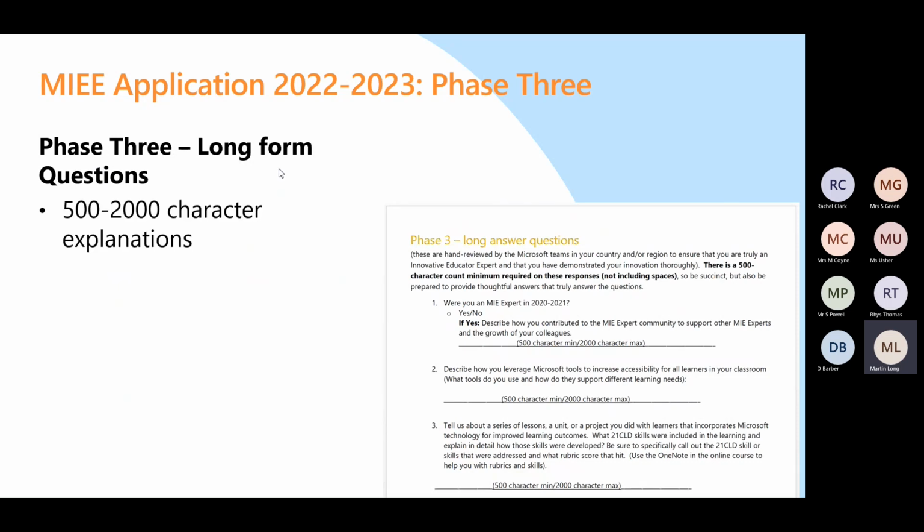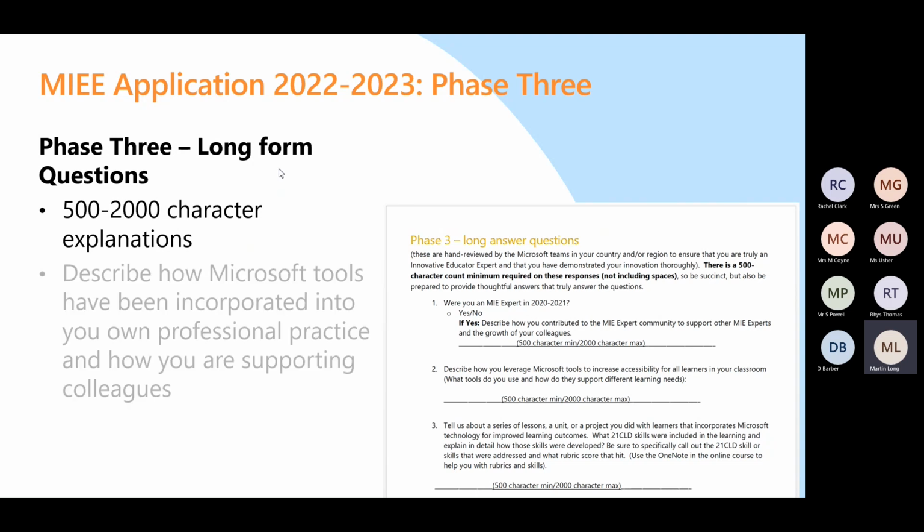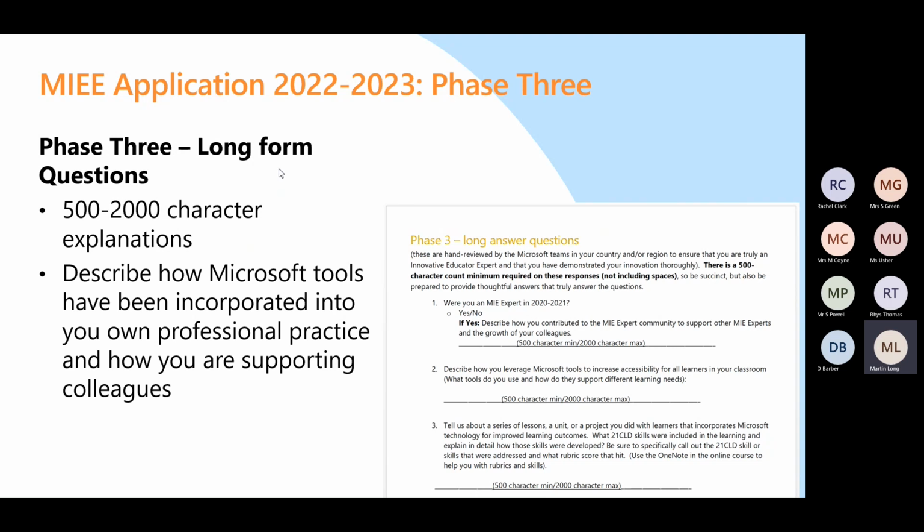Then phase three are the long answer questions, and phase three questions tend to give you around 500 to 2,000 characters per explanation or answer to illustrate how you've met the criteria that Microsoft are looking for. It will want you to really focus in on some of those Microsoft tools, such as Sway and Forms that we're looking at today, and then translate that to your professional practice, the pedagogical approaches you've used, how you've enhanced others around you, be it supporting colleagues or making things more accessible for parents of the pupils and students you work with. It could be involving governors.